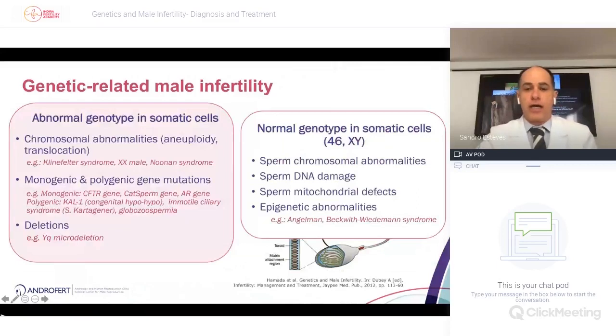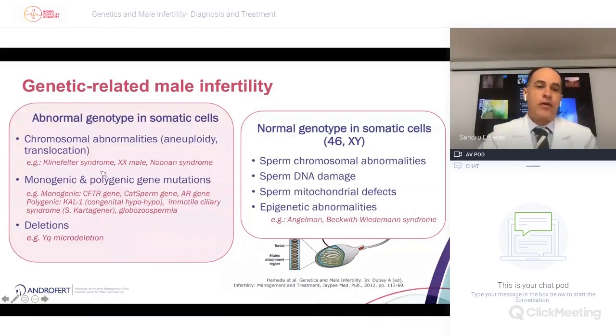One important thing for all of us to understand is that we have two types of genetic-related male infertility conditions. On the left, as you can see here, we have abnormal genotype in somatic cells, so it means that all cells in the individual have a problem. By contrast, we can have a condition in which the genotype is normal in somatic cells, and the problem will just be there in the sperm themselves. So this is a completely different situation.